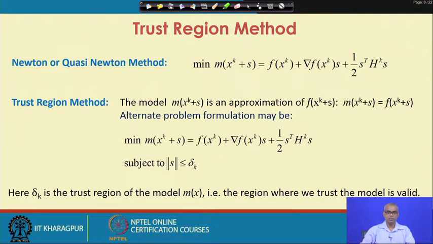So, basically in case of Newton or quasi-Newton method, the focus is on finding the descent direction s. In case of trust region method, we want to find out the approximation of the function in a trust region and minimize the function in the trust region.